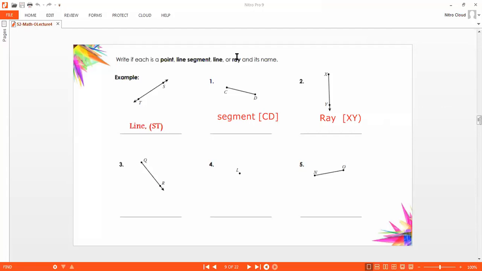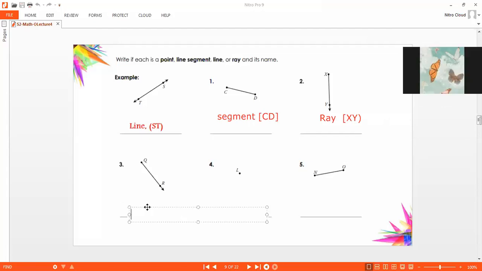Yalla, Jude. Yalla, number three. It's a ray. Very good. It's also a ray. What's the name of this ray? QR. Excellent. Is it closed on Q? Yes. Is it open on R? Yes. It's open on R because we have an arrow.